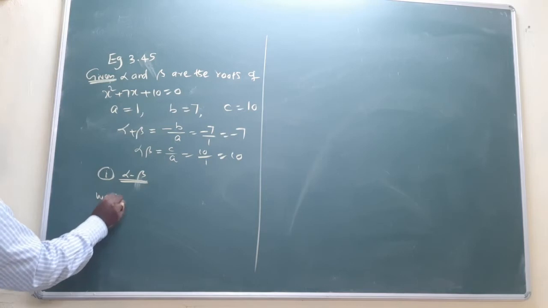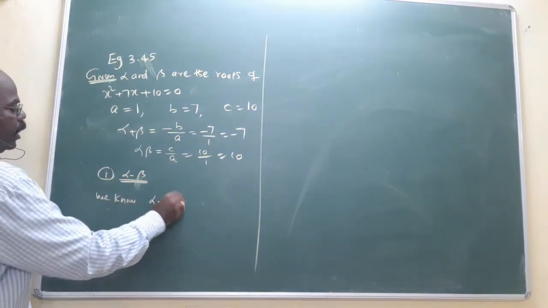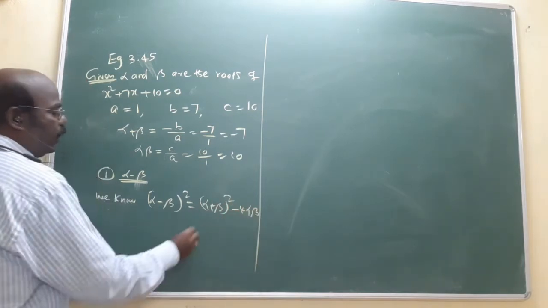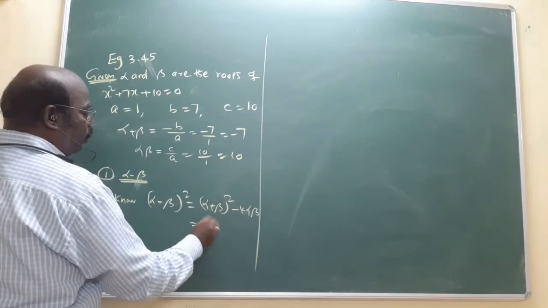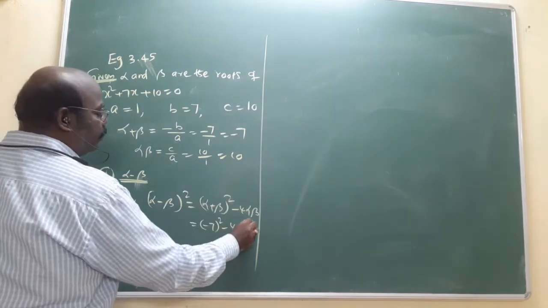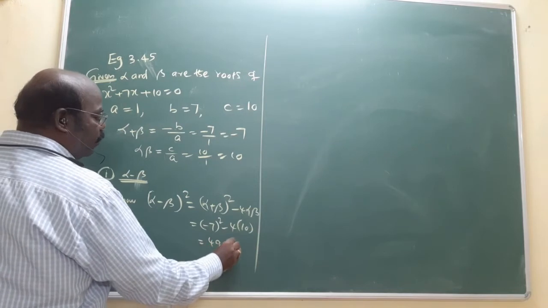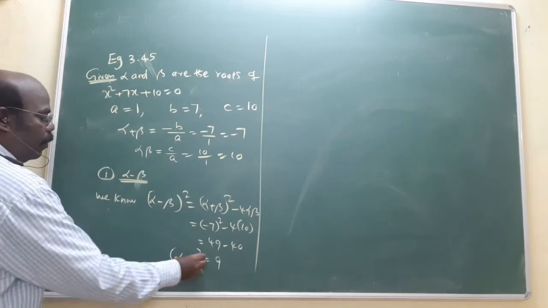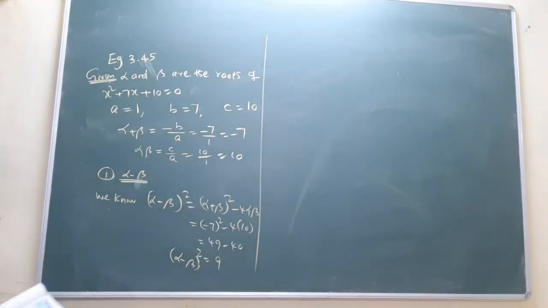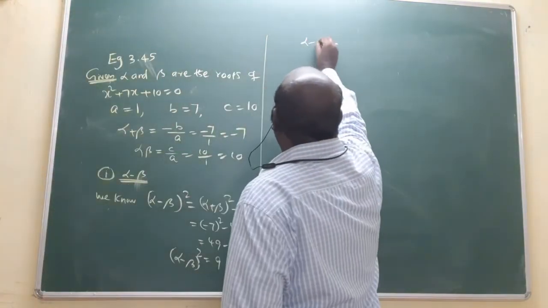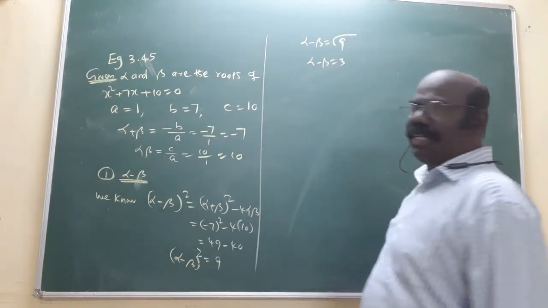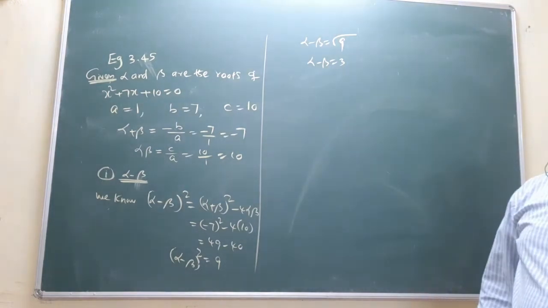Now, you know the values, you know the formula. What is the formula? Alpha minus beta whole square equal to alpha plus beta whole square minus 4 alpha beta is the formula. Am I right? Now substitute the values: minus 7 whole square minus 4 into 10. That is 49 minus 40 equal to 9. This is actually alpha minus beta whole square. But we want alpha minus beta. Taking square root on both sides, automatically alpha minus beta equal to root of 9. That is 3, the answer. First answer over. Next question.